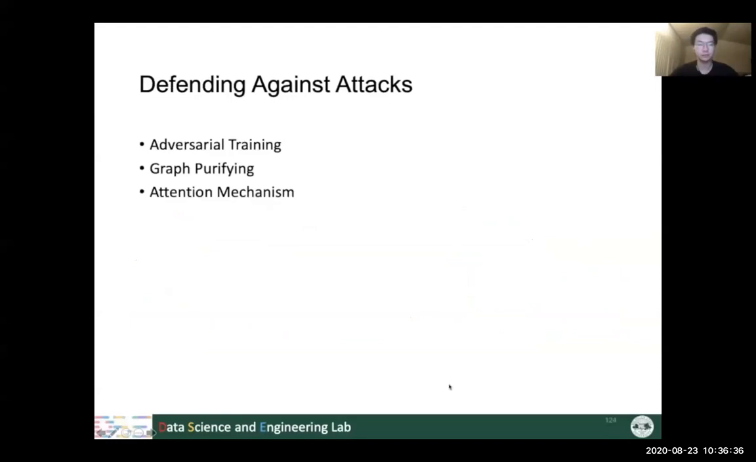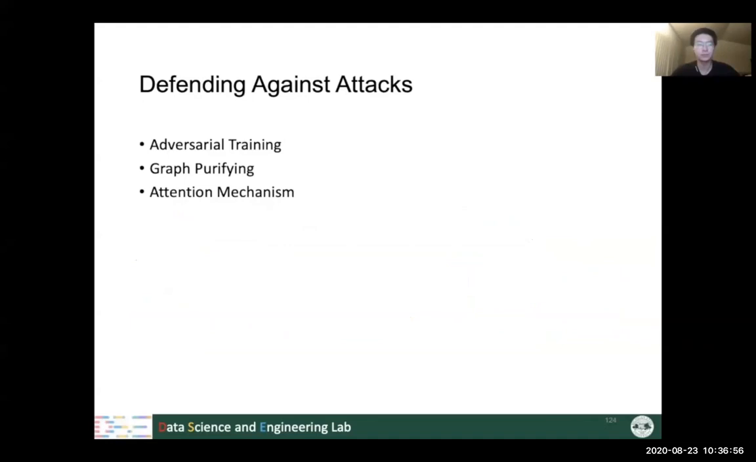Since we have covered some important attack algorithms, next I want to talk about how to defend against those adversarial attacks. Basically, there are three different ways to do so. The first is adversarial training, the second is graph purifying, and the final is attention mechanism.